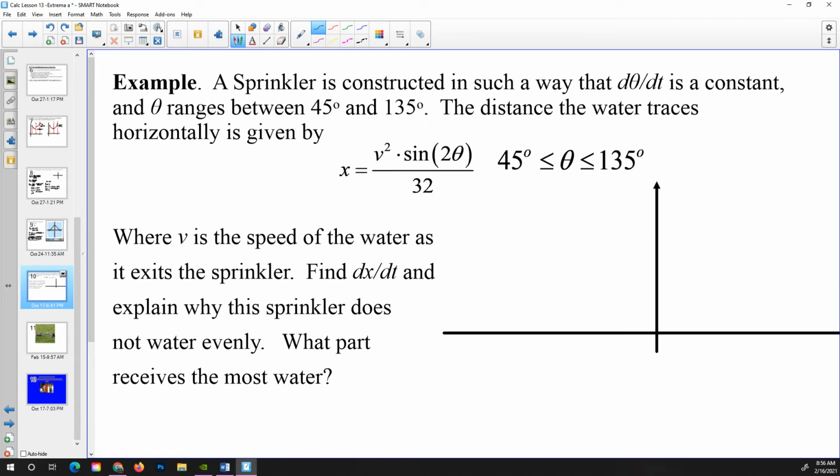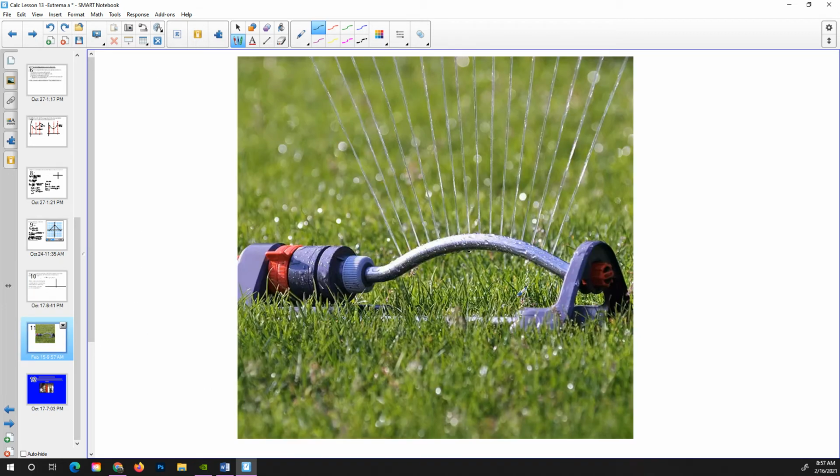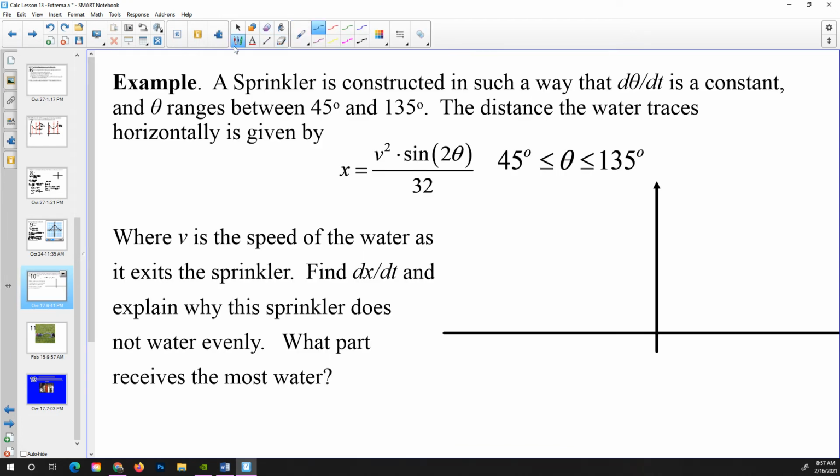So this particular sprinkler is not one of those spin type sprinklers. I got a picture here. It is one of those oscillating sprinklers that goes back and forth, and so it goes over to 45 degrees and then it goes back over to 135 degrees. And the first thing it wants us to do is to find dx over dt.